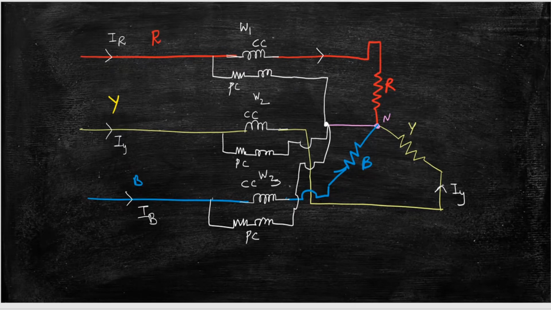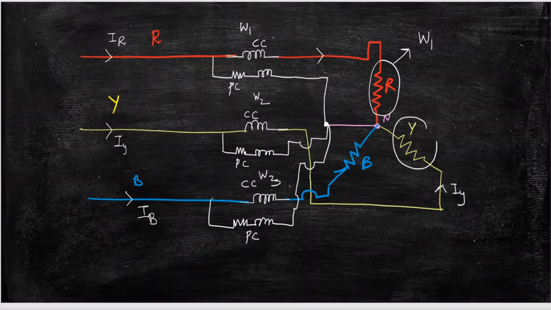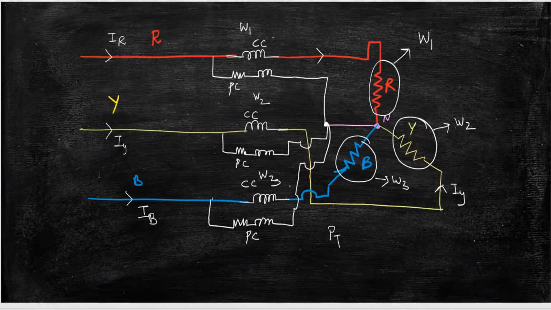Now wattmeter 1 will read the power consumed by this R phase. So this is read by W1. Similarly, the power consumed by Y phase is read by W2, and the power consumed by the B phase is read by W3. So if I want to know the total power consumed, PT is equal to W1 plus W2 plus W3.